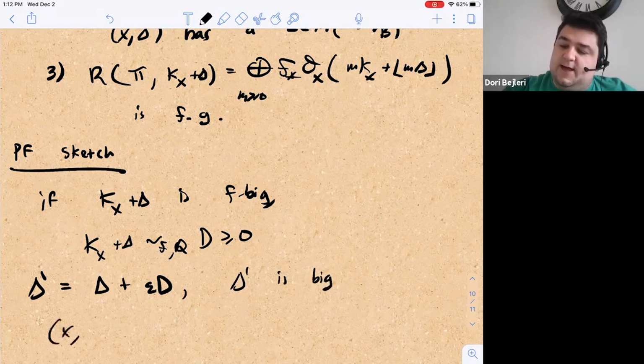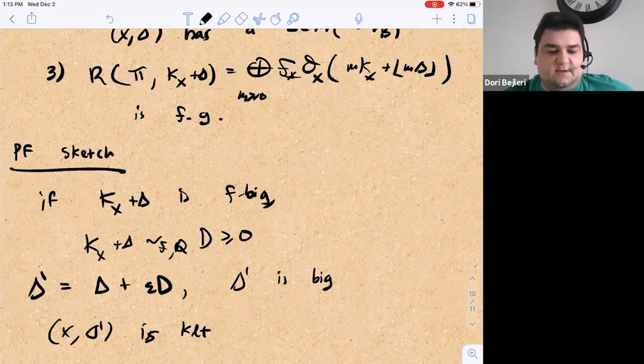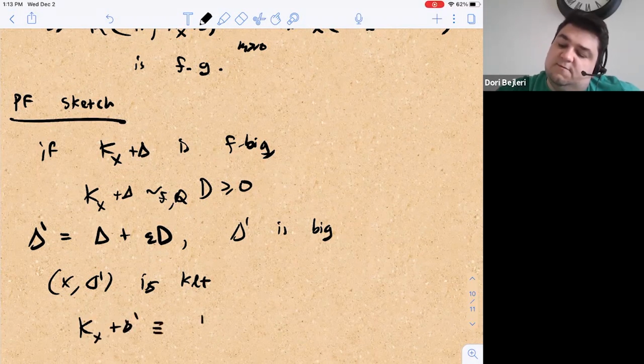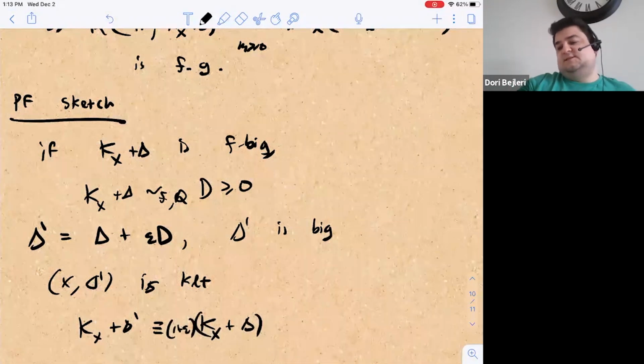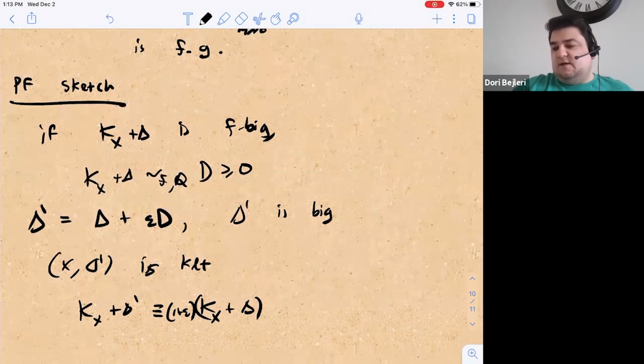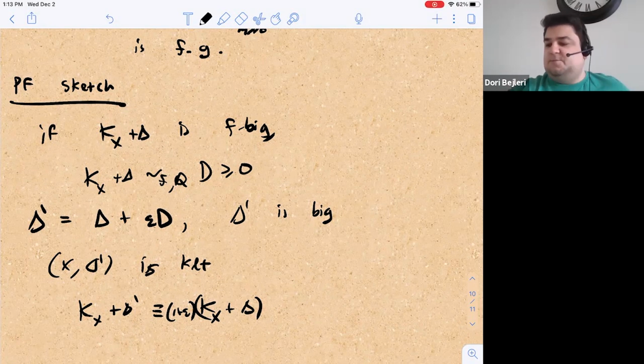The pair x comma delta prime is KLT because we've added some epsilon multiple of an effective, and that preserves being KLT. But on the other hand, kx plus delta prime is numerically equivalent to kx plus delta times 1 plus epsilon, right? Because d itself is just equivalent to kx plus delta, and then we're adding epsilon d. And so the kx plus delta minimal model program is equivalent to the kx plus delta prime minimal model program because the intersections are just the same.